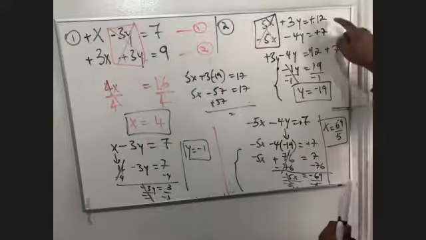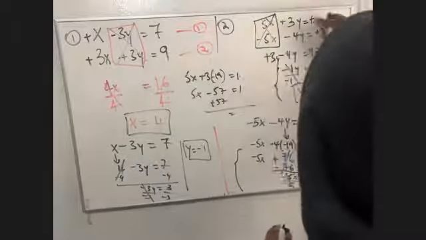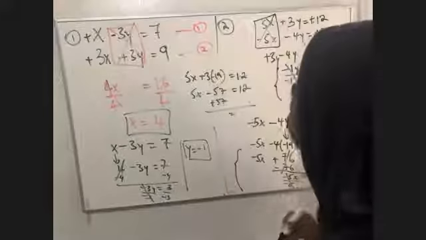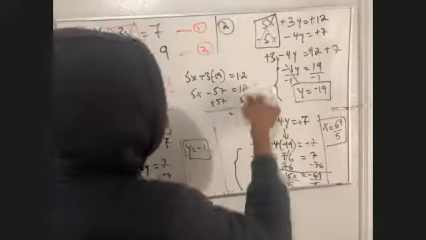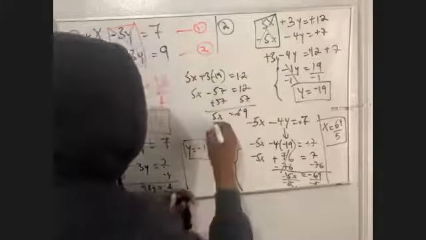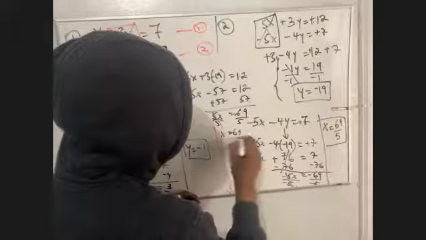Oh, sorry, this is 12, right? At the top. Oh my God. So plus 57 now. 2 plus 7 is 9, 69. And then divided by 5, divided by 5. x is equal to 69.